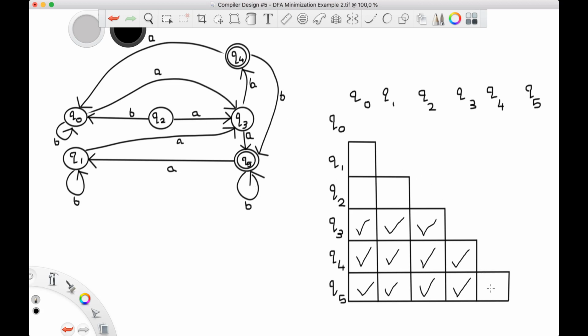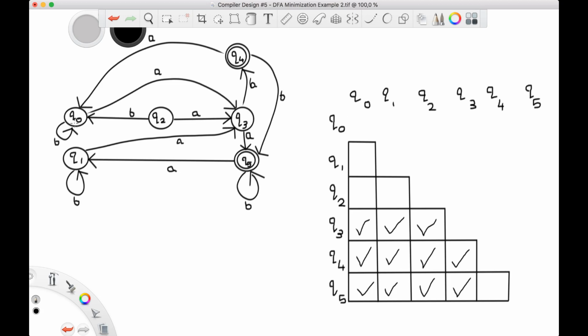So this is not going to be checked, because Q4, Q5 is not checked, as we can see here. And Q5, Q5 can't be checked, because Q5 can't pair with Q5, which is what B's from both Q4 and Q5 lead to. They both lead to Q5. While an A from Q4 leads to Q0, an A from Q5 leads to Q1, which means this needs to remain non-checked. Now, just in case, we can check these ones again.